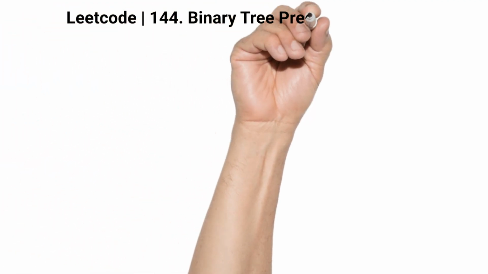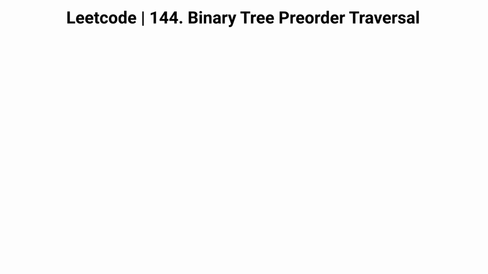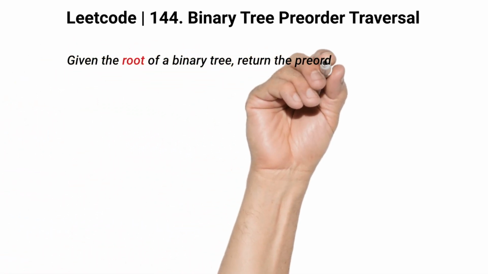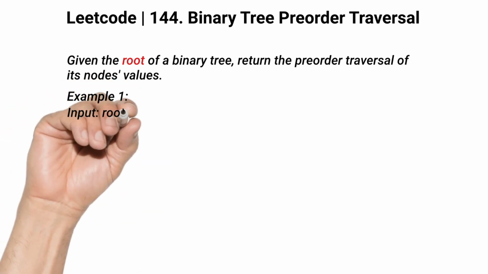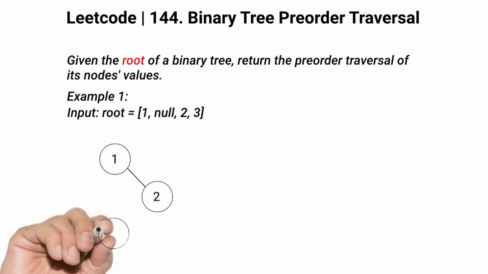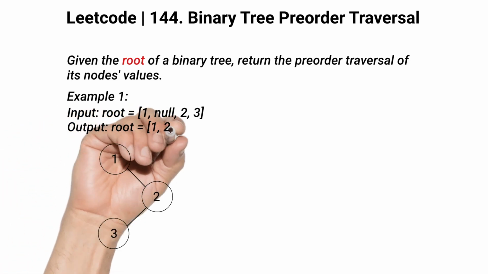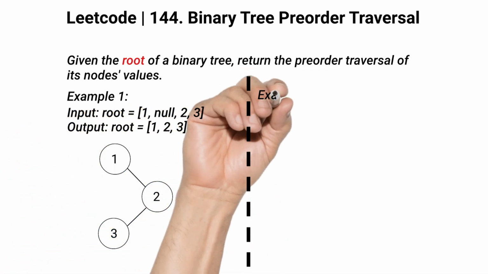LeetCode problem 144, binary tree preorder traversal. Given the root of a binary tree, return the preorder traversal of its nodes' values. Example 1, we're given the following input that looks like this. The output's going to be 1, 2 and 3.